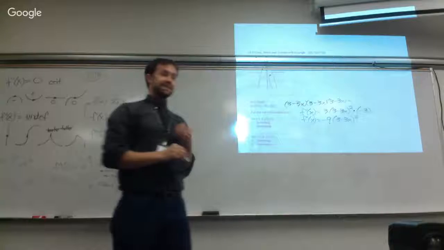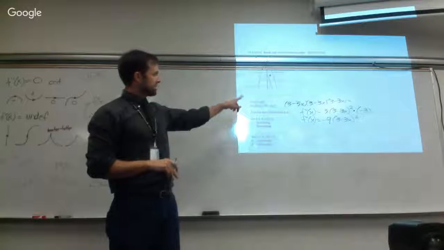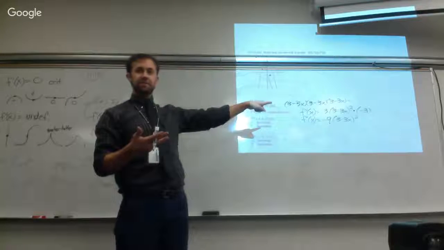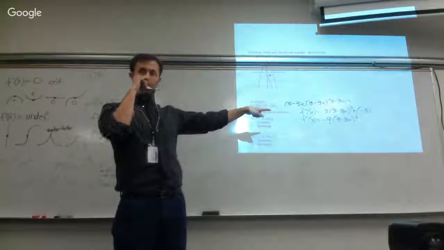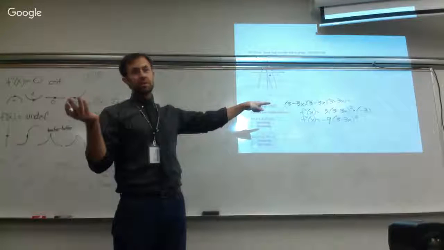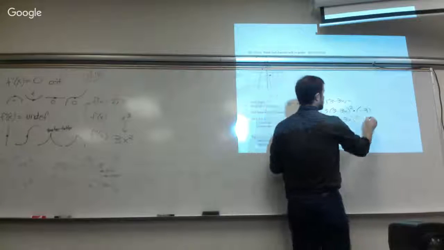And we would like to know, when is that equal to 0? By the way, a critical point is when the first derivative is 0 or undefined. Will this function ever be undefined? No, why not? Because you're never dividing by 0 and you're never square rooting, so it's never going to be undefined. But it could be 0. So you set it equal to 0.